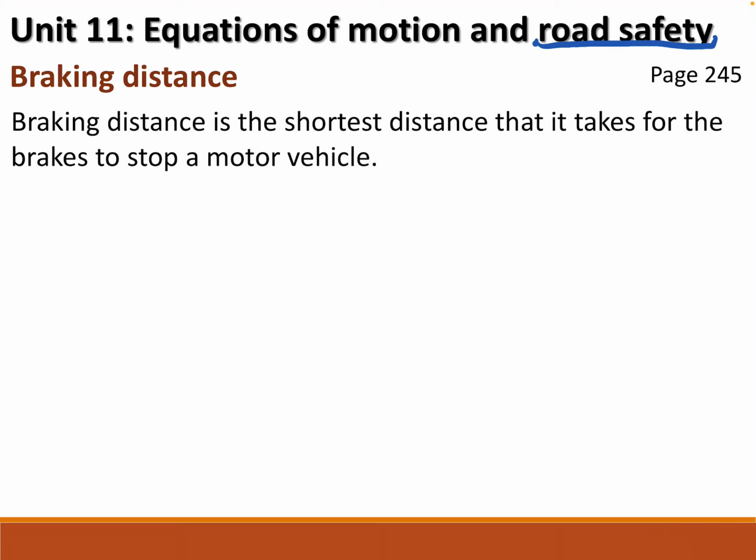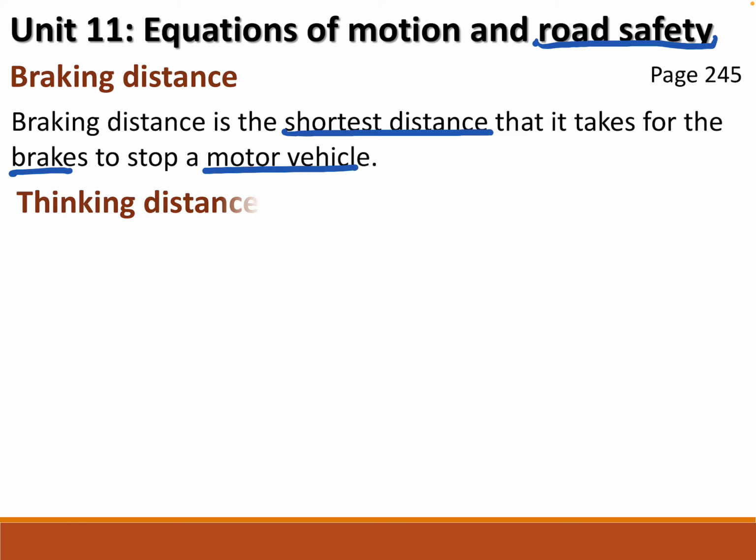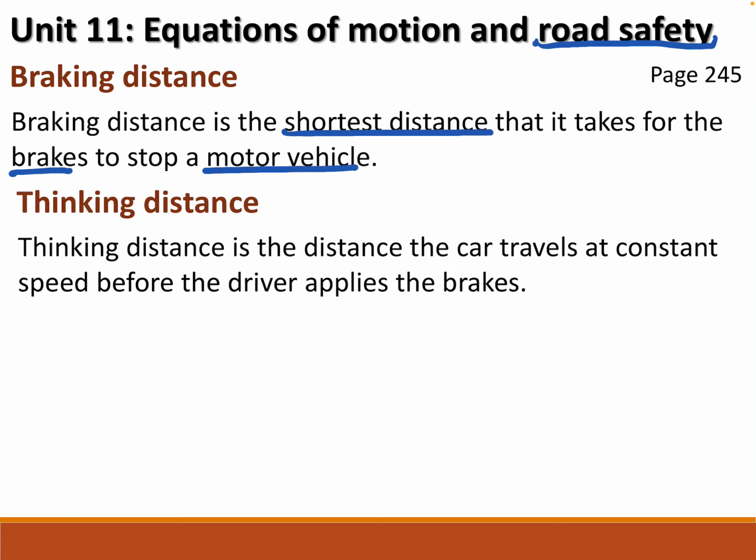Now, braking distance in a car is always worked out by the manufacturers, and it's the shortest distance that it takes for the brakes to stop a motor vehicle. That makes sense? Okay. Thinking distance changes from person to person. This is the distance that a car travels at constant speed before you apply the brakes. So I'm traveling along on the road at a certain velocity. I see something in front of me. I know I've got to push on the brakes, but it might take me a second or half a second or 3 seconds, heaven forbid, before I actually push the brakes.